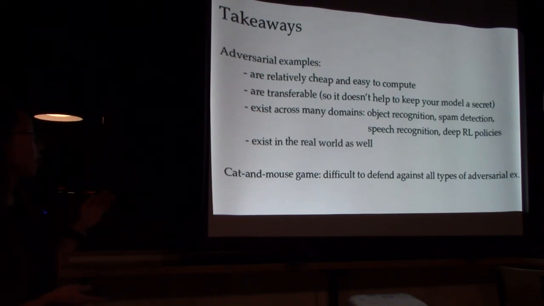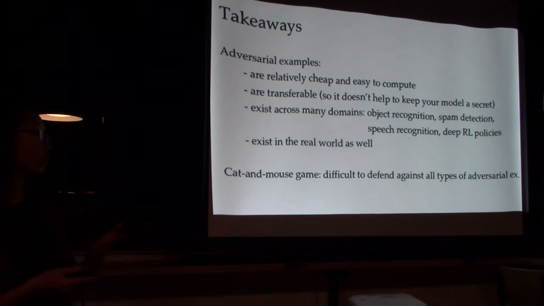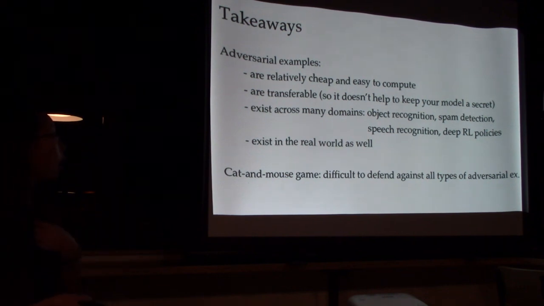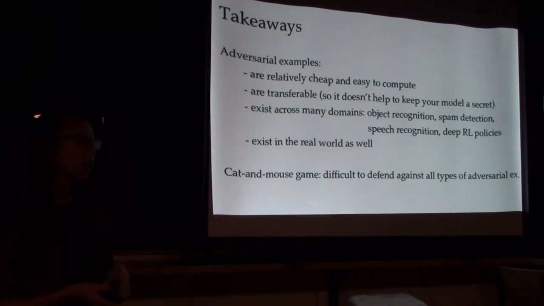Adversarial examples are also transferable, so it doesn't really help even if you keep the weights of your neural network a secret. It's still possible for an adversary to attack that model. They exist across many domains. I only showed examples for object recognition and our work on deep RL policies, but they've also been shown to exist for speech recognition and for spam detection.